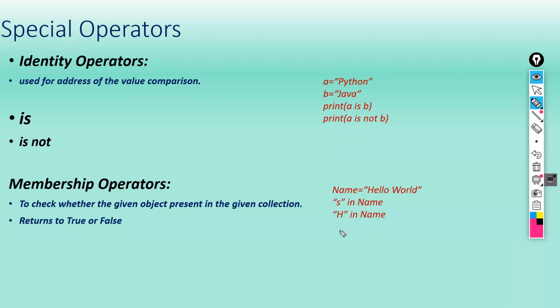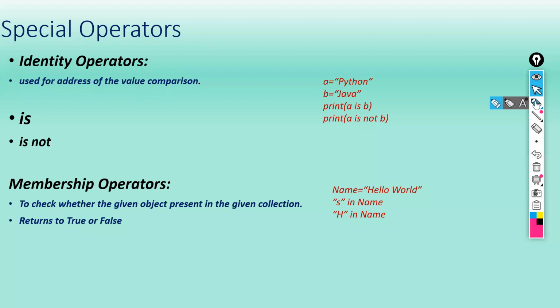If I ask you W in name, capital W in name, what is the answer? Yes, W is present, so the output becomes true. This is how we can use membership operators and identity operators. Identity operators we can use in multiple programs. Of course, this one also. But coming to bitwise operators, we don't do much because we are not doing any digital electronics project here.